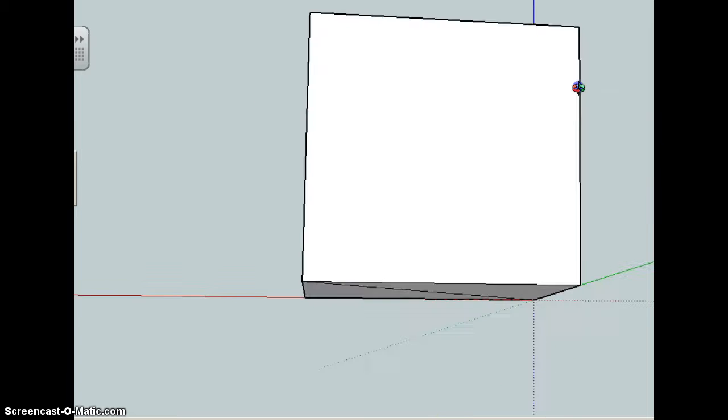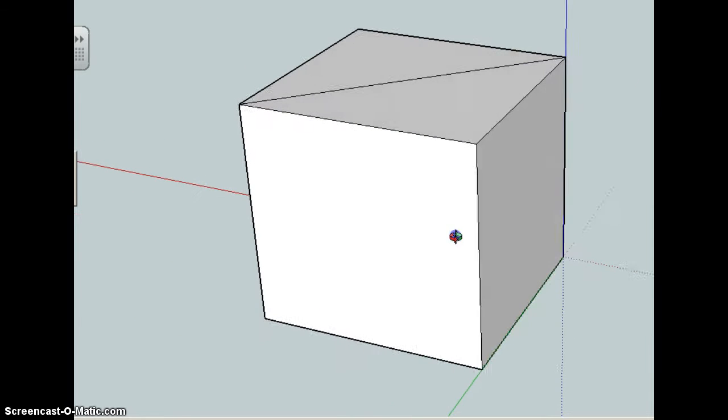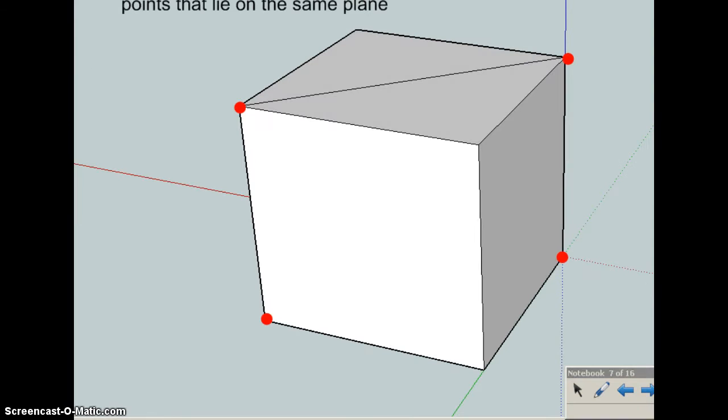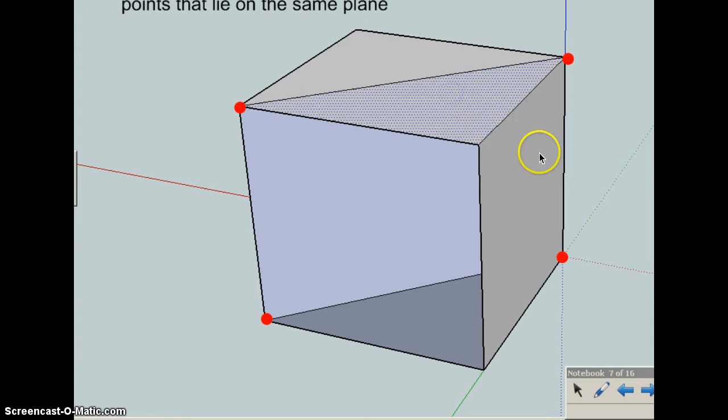So we've got a 3D model of a cube that spins around here. And we'd like to answer the question, are these 4 red points coplanar? Are they lying on the same plane? Well, if we take a look at the inside of this figure, now we get a pretty clear view of a plane that's crossing through the center, and you can see that all 4 points are in fact coplanar because they lie on the same plane.